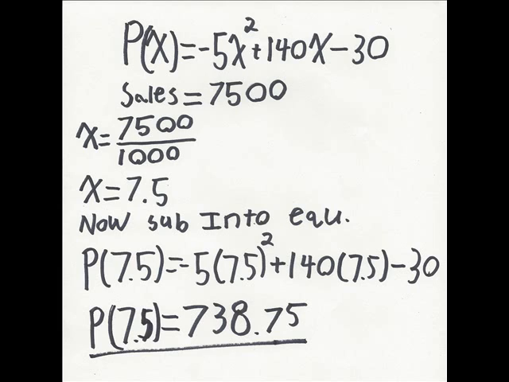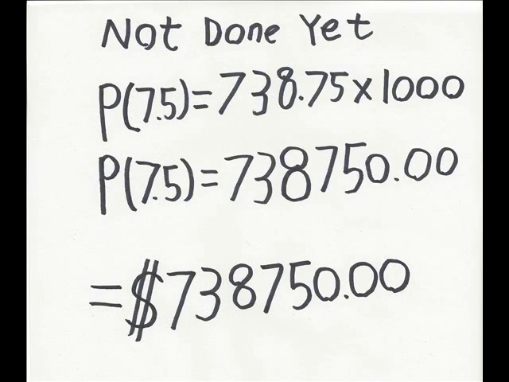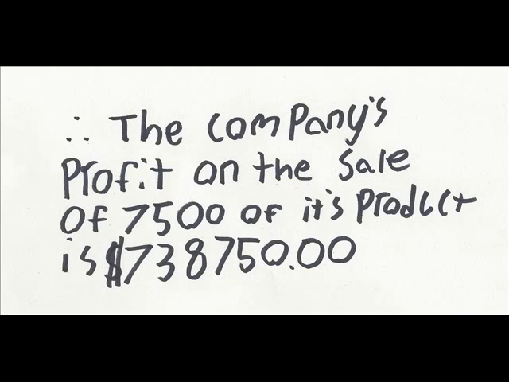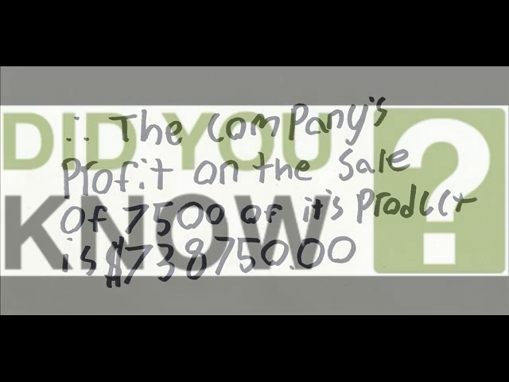This gives you 7.5. Now you sub 7.5 back into the profit equation. This gives you 738.75. Now, because x is in the thousands, you must multiply by 1,000 to find the total profit. This gives you the company's profit, which is $738,750. That's a lot of profit.